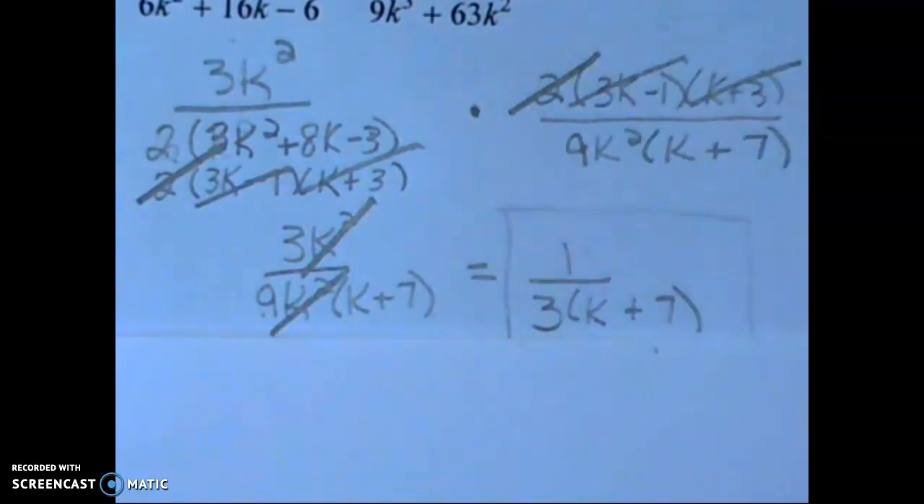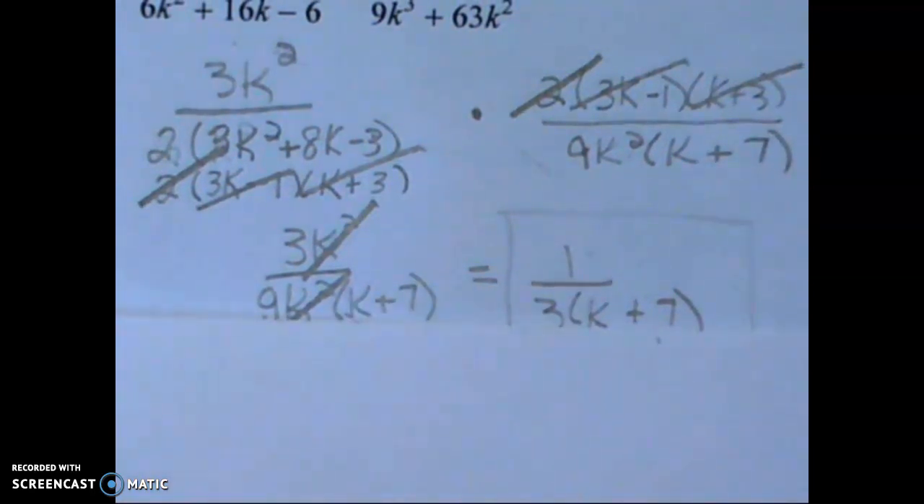Let's go back up here and talk. This k squared and this k squared could have canceled up here. I just chose to bring it down, but you can do either way. You can either cancel it up here, or you can wait till you bring down what's left. Either is fine.